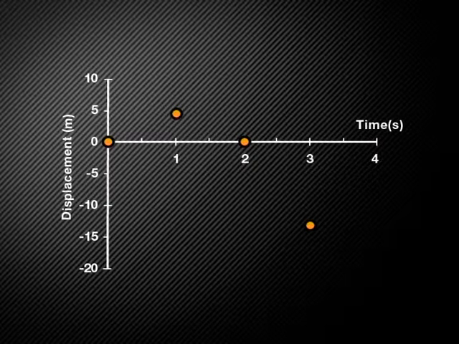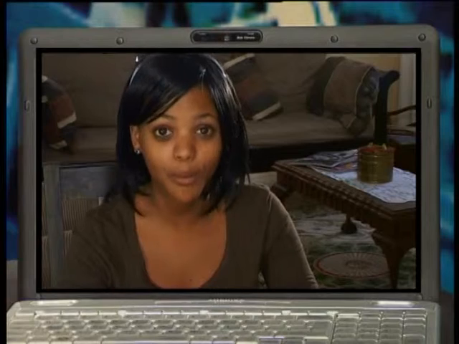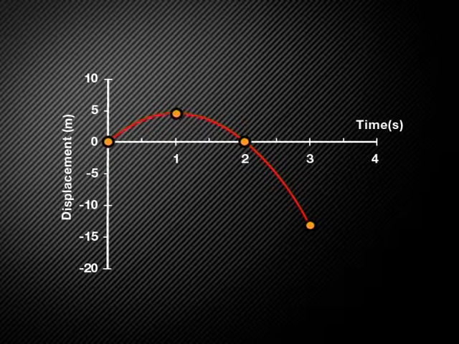Now that we've plotted the points, we'll join the points together freehand. This graph must be a curve due to the fact that the ball is accelerating. Oh wow, look at that. The graph has the same shape as the photo of the motion. Amazing. Yes, take a look at this.